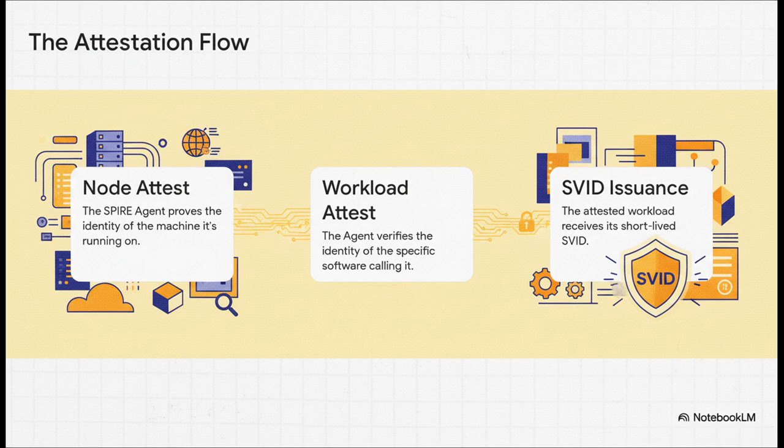Now, this next part. This is where the real magic happens. How does a workload prove it actually deserves the identity it's asking for? It's a two-step process called attestation. First, the SPIRE agent has to prove the identity of the machine it's running on. This is node attestation. It can do this using platform-specific tricks, like querying the AWS metadata API to prove it's a specific EC2 instance. Second, the agent has to verify the identity of the actual software that's calling it. This is workload attestation. It can use things like the process's user ID, a file hash, or a Kubernetes service account. And only after both of those checks pass does the workload get its SVID.